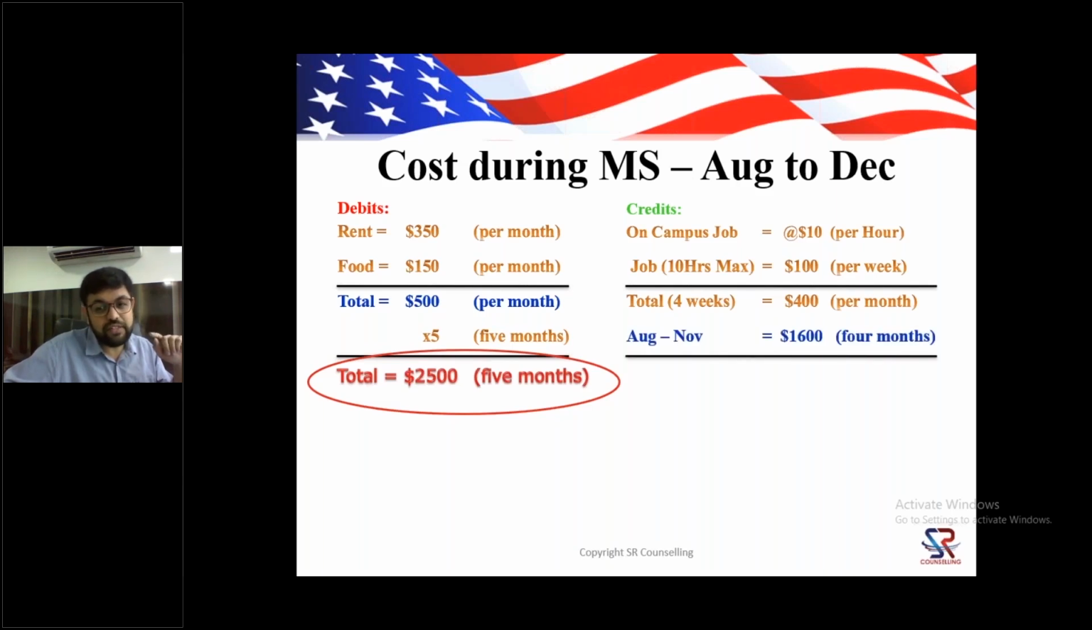So 400 into 4 is $1,600 for that 4 months. Now in the month of December, you will get to work 1 month in lieu of Christmas break. You're allowed to work for 40 hours a week. So 40 hours a week and $10 an hour, so $400 a week, and 4 weeks will make the month of December as well.